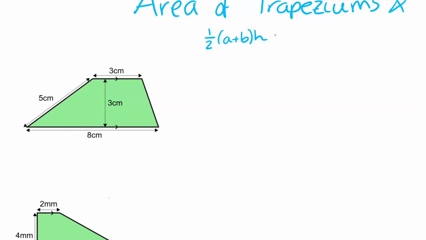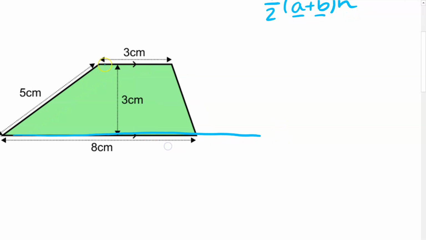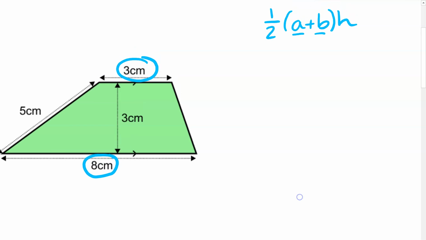Okay, so all it means is A and B are the parallel sides. The parallel ones are the ones that are like train tracks, so they never meet. If we look at this first one, the two that will never ever meet are the bottom line and the top line. If we carried these on forever, they would never meet. So we've got a 3 centimetre line and an 8 centimetre line. The formula says add them together, half it and multiply by the height.